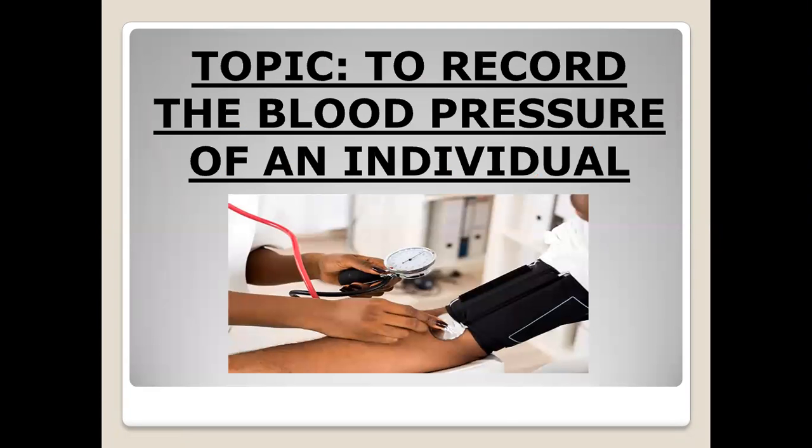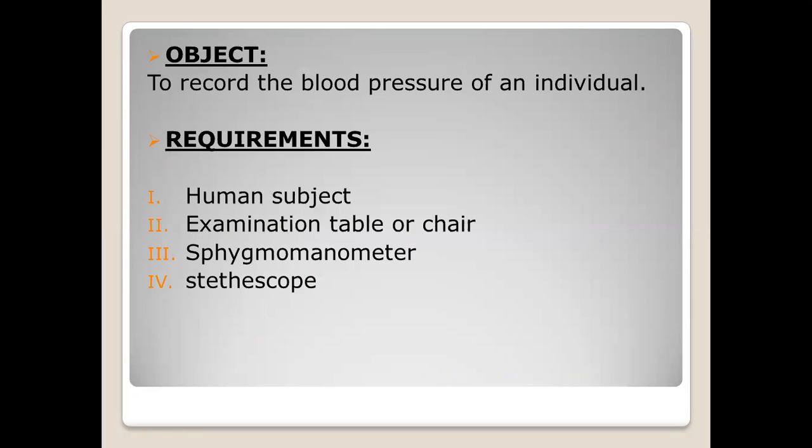So the topic assigned to our group is to record the blood pressure of an individual. For that, we would be requiring four things: a human subject, an examination table or a chair, a sphygmomanometer, and a stethoscope. A sphygmomanometer is an instrument necessary for measuring the blood pressure, and a stethoscope is placed on your brachial artery on the left arm at the time of measuring the blood pressure.